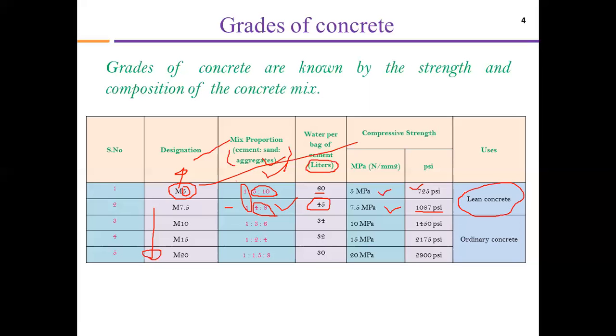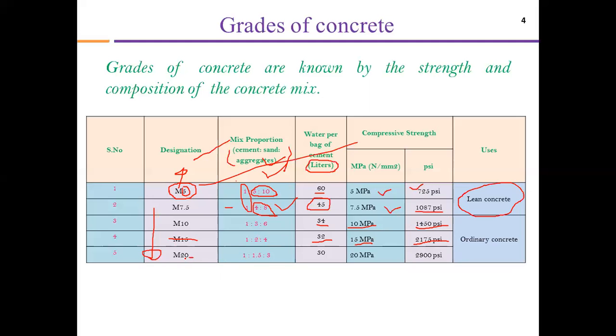Now I'm talking about the M10. So M10 is 1:3:6 concrete. The amount of water is 34 liters. Its strength is 10 megapascal. It is in psi 1450. I'm talking about M15 concrete, so it is 1:4 concrete. The amount of water per bag is 32 liters. The strength is 15 megapascal and 2175 psi.